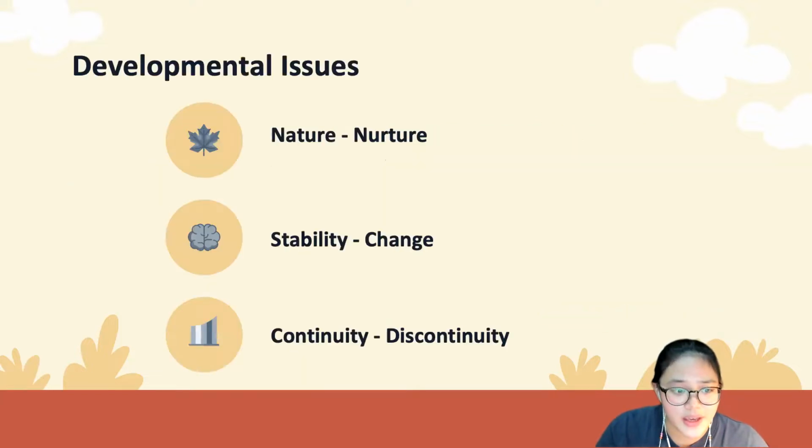Okay. In summary, just to wrap this up, we have these three developmental issues that hopefully we can use when we are describing the various theories and concepts that we will be going through in this course. So in summary, you have these three. The first is nature and nurture. The second is stability and change. And lastly, you have continuity and discontinuity.